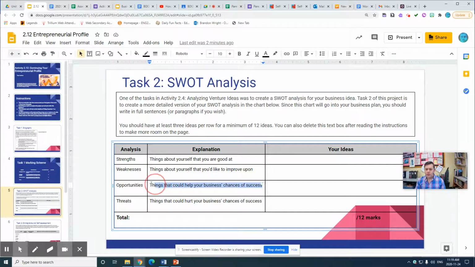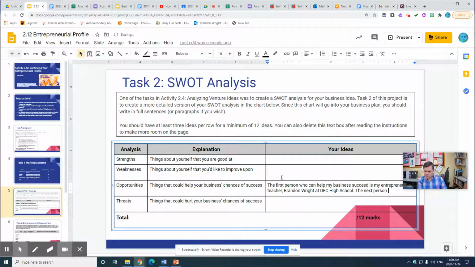Now, what are 3 opportunities or things that can help your businesses succeed? So they could be things or people, organizations. It could even be, for one, your entrepreneurship teacher, Brandon Wright. So you can start by saying, one person who can help my business succeed is my entrepreneurship teacher, Brandon Wright at DSC High School.